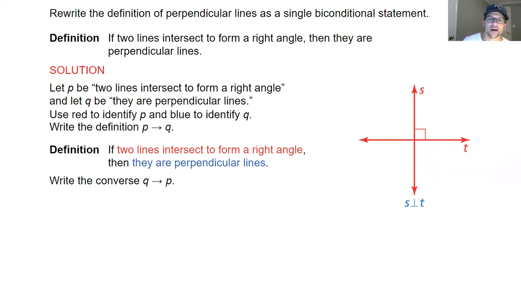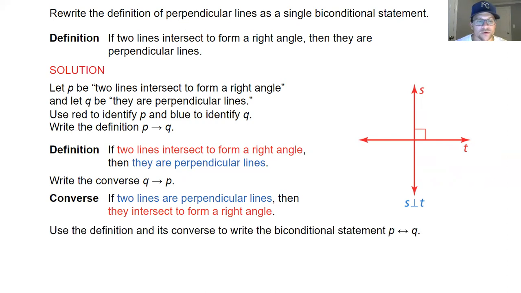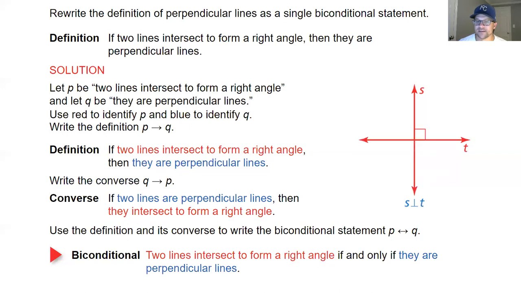Then you're going to write the converse of this conditional statement. That means you're going to take your red and your blue and swap them, or your Q and your P, if you are able to associate those with the letters. So if two lines are perpendicular lines, then they intersect to form a right angle. Using that definition and its converse to write the biconditional statement, you're going to take that new converse statement and put in the words if and only if. So instead of if and then, you're going to say that two lines intersect to form a right angle if and only if they are perpendicular lines, because both your conditional statement and your converse are true at the same time.